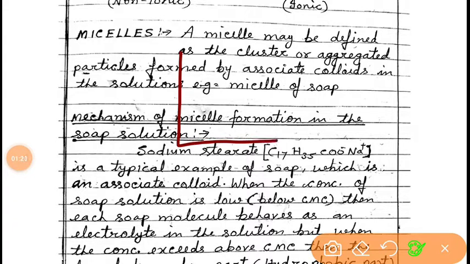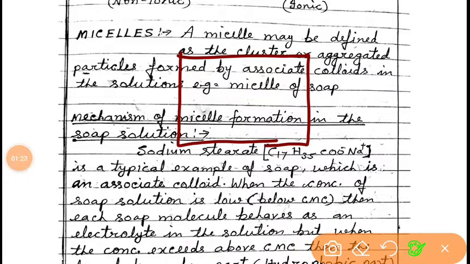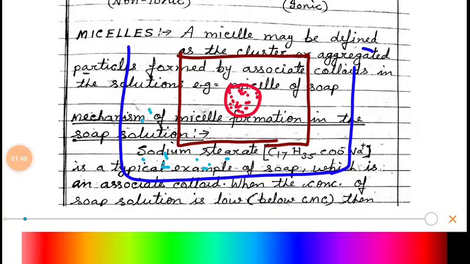Suppose this is one piece of cloth, and in this piece of cloth there is one oily spot, and we want to clean this oily spot from this piece of cloth. Then what do we have to do? We will take a plastic tub or bucket, and in this we will add water and then some amount of detergent.